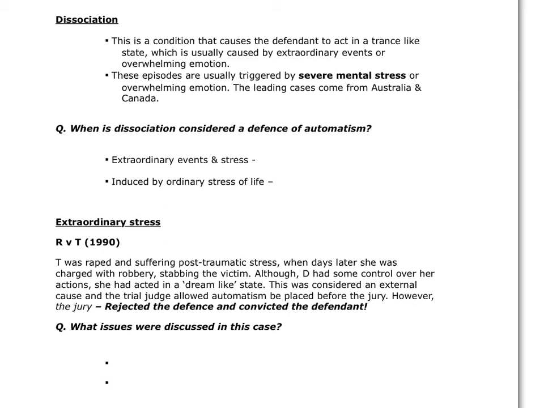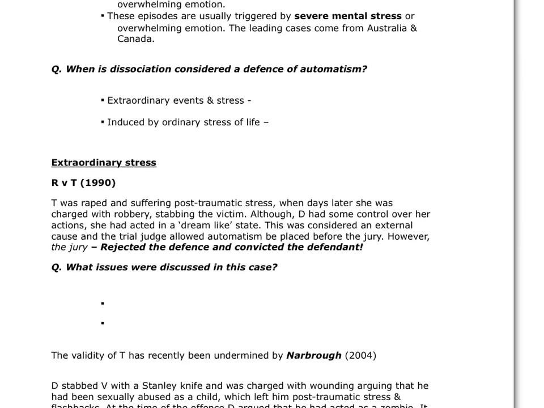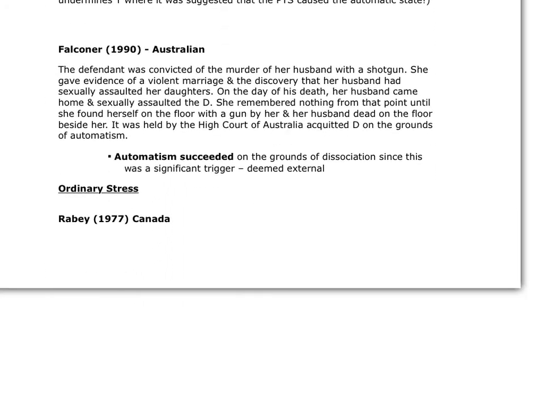I called it in class a big trigger, that's a one-off event, that's classed as automatism, full acquittal. If the state of dissociation is triggered by a small, ordinary part of life, ordinary stress, that is the defence of insanity, as we saw on the previous handout. So for T, Narborough, Faulkner, Raby and Stone, just simply copy the notes from the Insanity handout, which will take you 2 seconds. We've gone through those and recapped a few times.